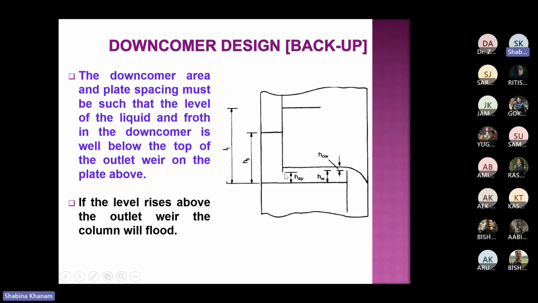And when I'm considering this particular part, the space between plate and downcomer apron. What is downcomer apron? This is the downcomer apron. The distance between plate and downcomer apron, we represent by HAP. And once I'm having this HAP, we can find out this HB. So let's see how to consider that HB.